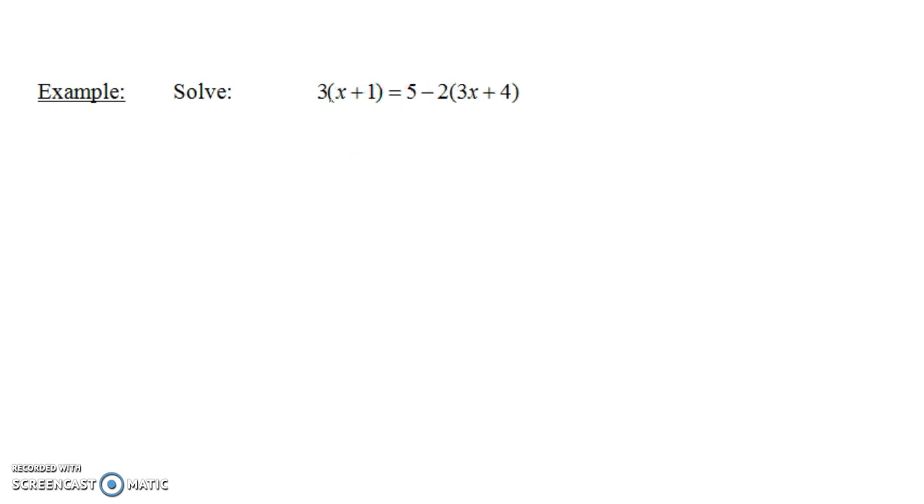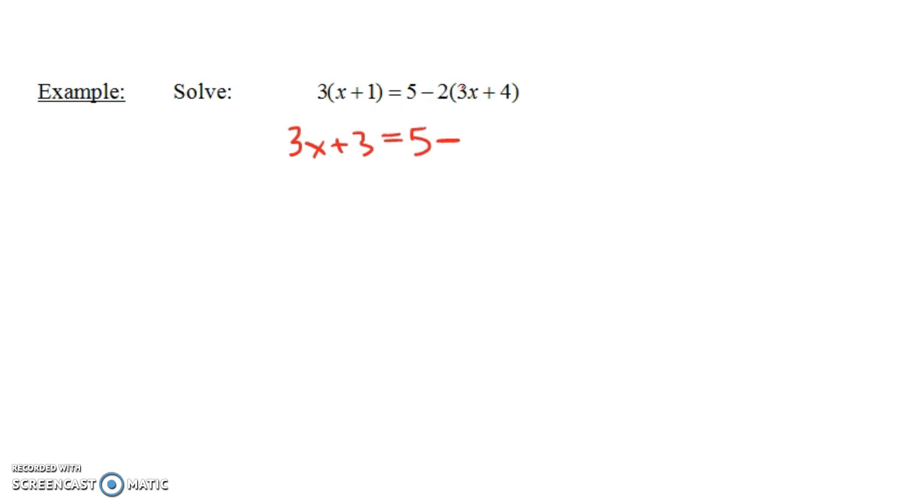Okay, well what we're going to do is distribute the 3 on the left side. So the 3 times the quantity x plus 1 is really 3x plus 3. On the right side, you have to be careful. We can't do 5 minus 2 right now. 5 minus 2 is 3, but we can't do that now because it's not in parentheses. The 5 minus 2 is not in parentheses. We can think of this as 5 minus the quantity 2 times 3x plus 4.